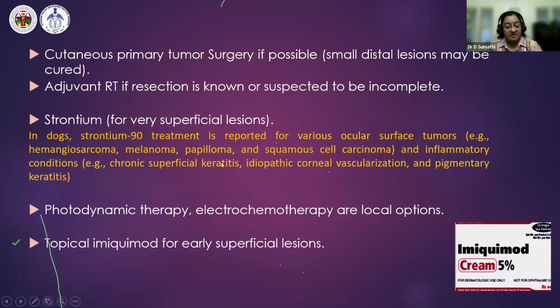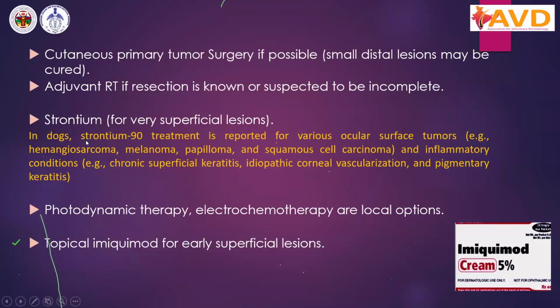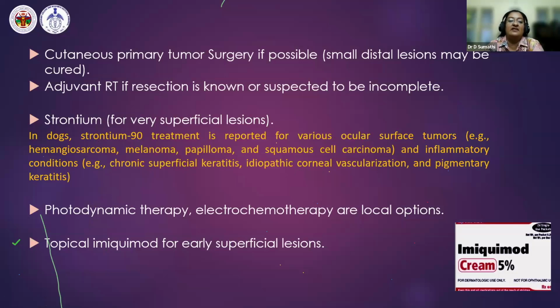And as we were talking, strontium 90 is a locally placed therapy. It is placed on the skin. It is used for various tumors, including squamous cell carcinomas, hemangiosarcomas, melanomas, and papillomas. This strontium 90 is just kept on the superficial area so that it directly acts on the layer and does not go very deep into the skin. It only acts on the tumor cells.